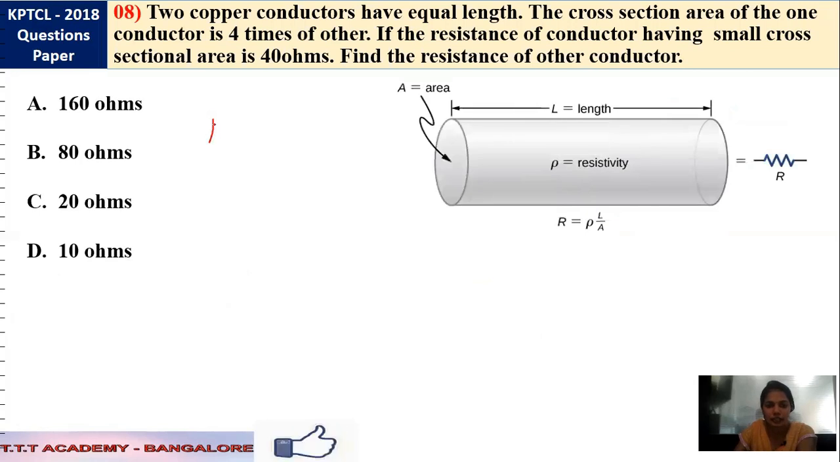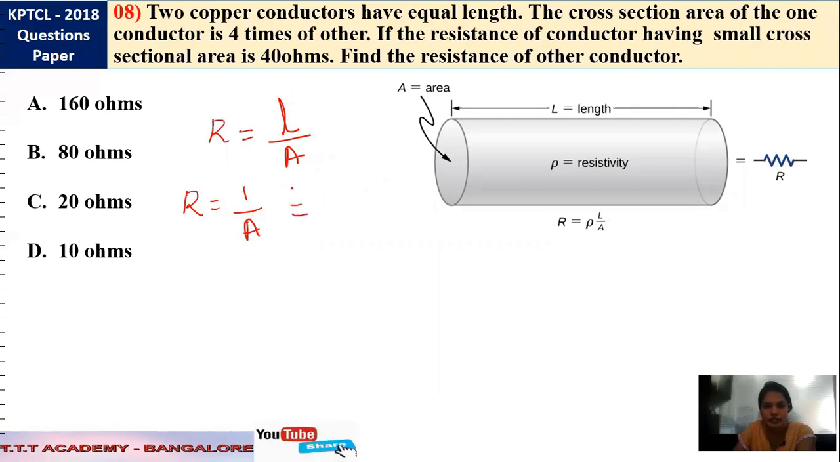So we know that resistance is directly proportional to the length of the conductor, and it is inversely proportional to the area of the conductor. What they are telling, the length of both the conductors are equal. Hence, we'll take only the area. Resistance is inversely proportional to the area.